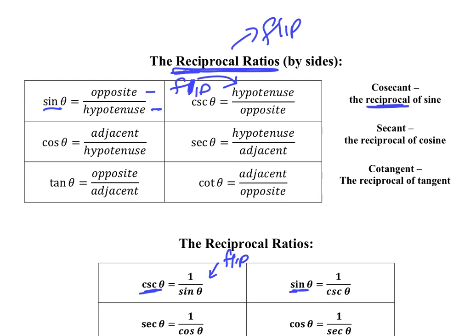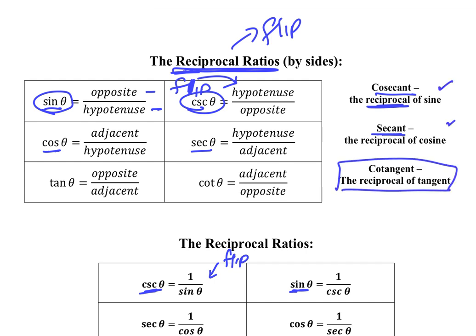So please realize you do have to memorize that sine and cosecant are reciprocal functions. So you say that cosecant. This one is secant, and secant is the reciprocal of cosine, and cotangent is the reciprocal of tangent. That's the easiest one to remember. Otherwise, you do have to memorize this.